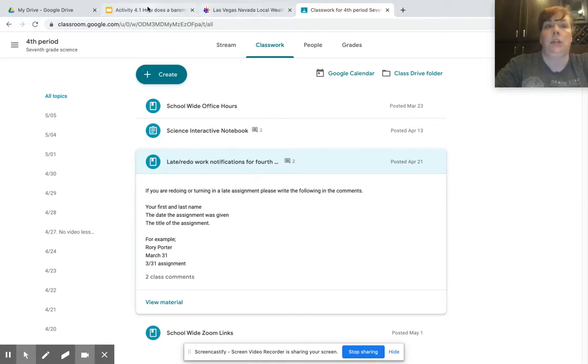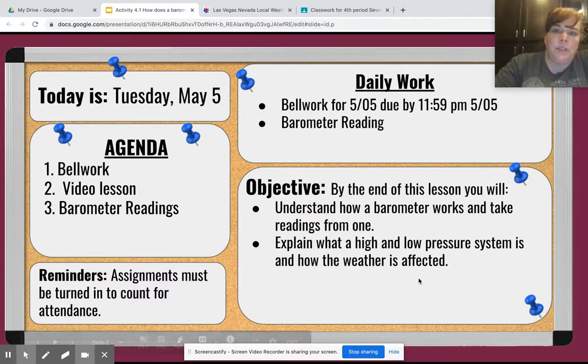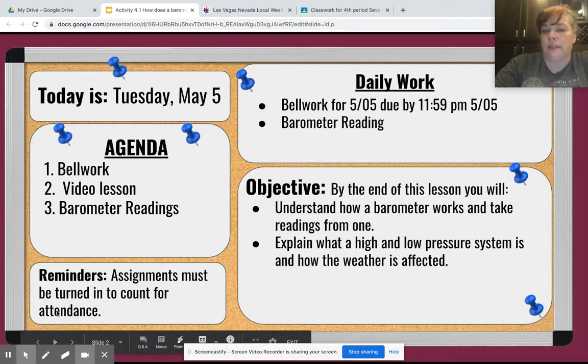Okay, so objective: by the end of this lesson, you'll understand how a barometer works, you're going to be taking readings from one, and you're going to be able to explain what a high and low pressure system is and how the weather is affected by them.